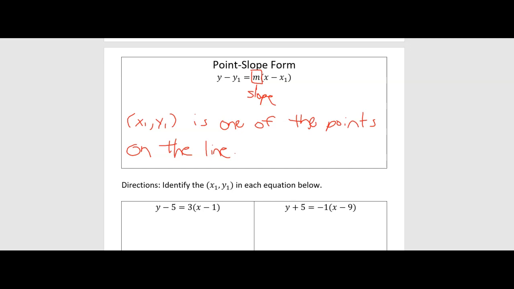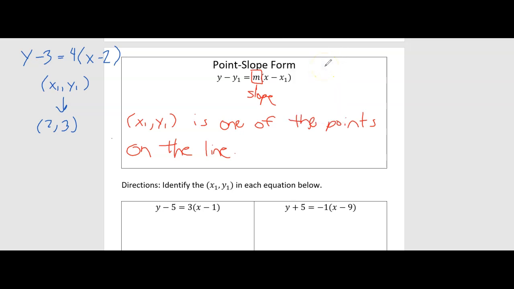Now, here's the tricky part. This is y minus y1 and x minus x1. So if we have an equation like y minus 3 is equal to 4 times the quantity x minus 2, our x1, y1 would end up being 2, 3. Not -2, -3. All right? So it's the opposite of what you may think it would be.